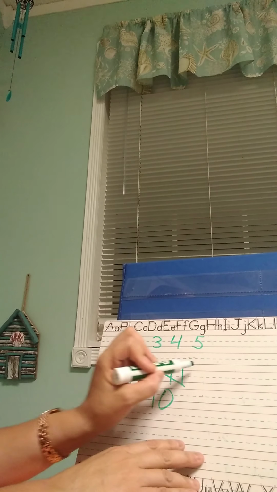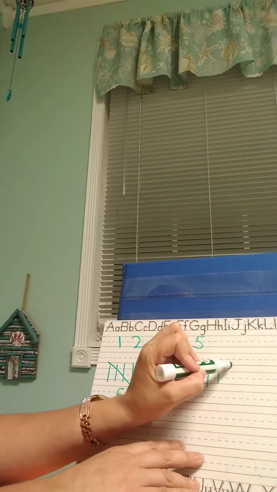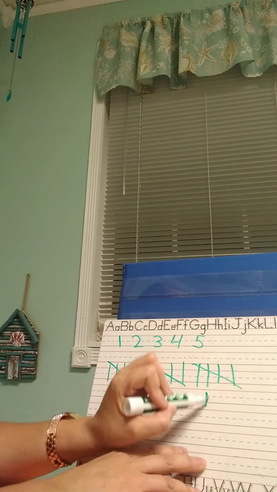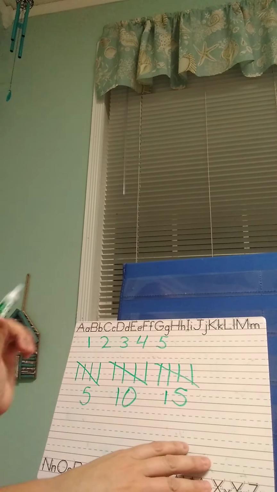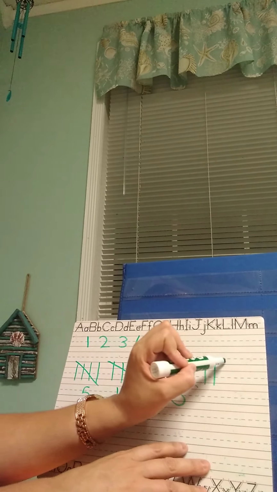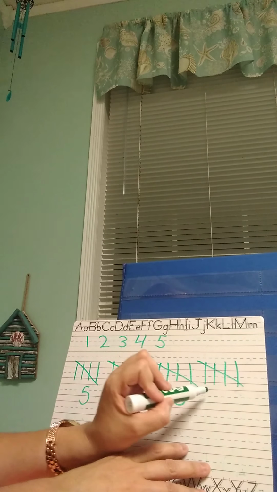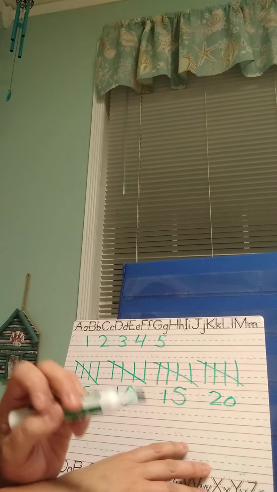And then I do it again. What comes after 10? 11, 12, 13, 14, 15. Okay, so now we have 15. Let's do it again. What goes after 15? 16, 17, 18, 19, 20. Okay, so now these tally marks are showing 5, 10, 15, 20.